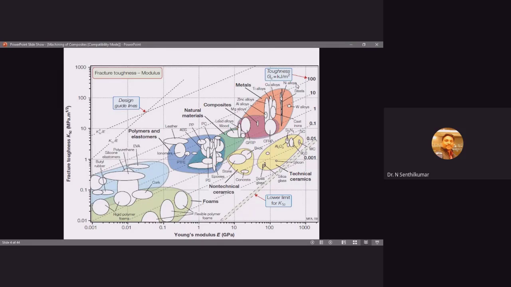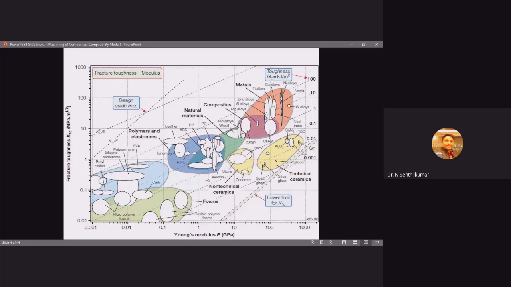Okay, it has higher Young's modulus and higher fracture toughness. So based on this only we have to select what type of matrix material we are going to choose. Here you can see zinc alloys, magnesium alloys, aluminum alloys. When compared to magnesium alloys, these aluminum alloys are higher in Young's modulus and also in fracture toughness. Then what is the reason magnesium is preferred over aluminum?